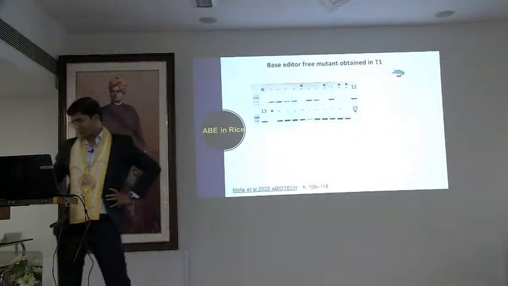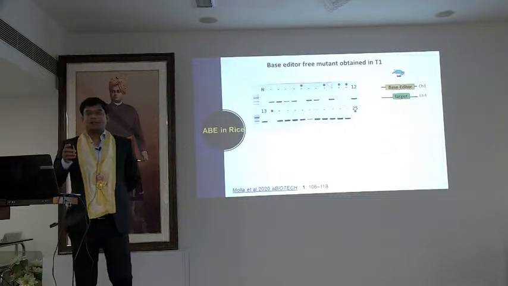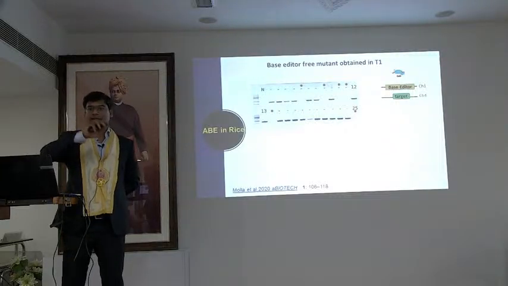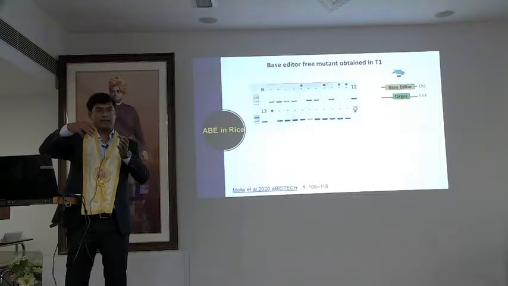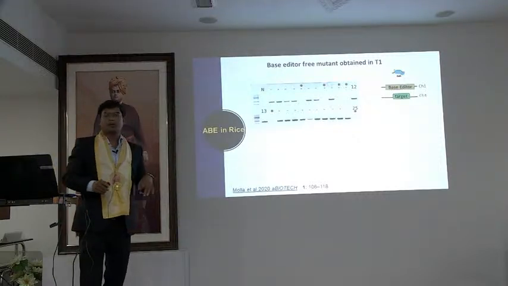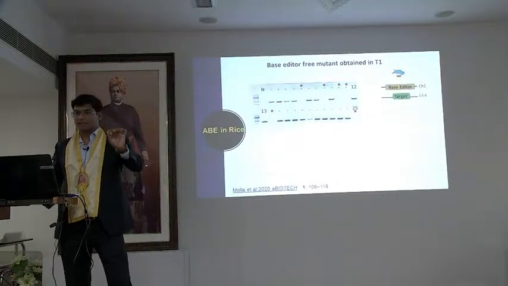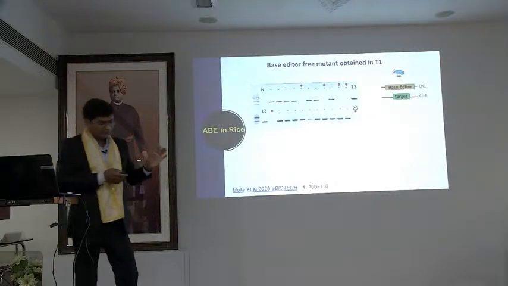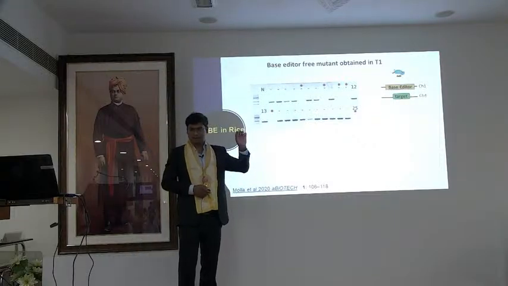How is it possible? Let me make it simpler. You have to transform your cell with the base editor construct, meaning base editor DNA, into the cell to make the changes in DNA, okay? So suppose you do not know where the base editor DNA will be integrated. You cannot control that. Suppose let us assume that the base editor integrated in chromosome 1, okay?